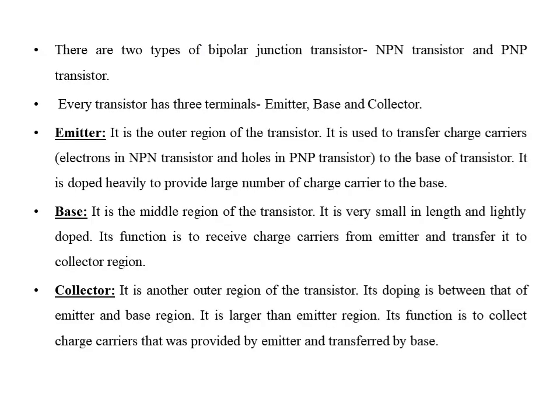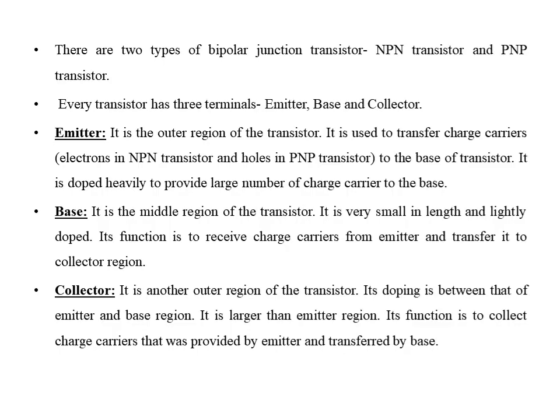There are two types of bipolar junction transistor, NPN and PNP transistor. Every transistor has three terminals: emitter, base and collector. Each of them have their own functions. Emitter, it is the outer region of the transistor. It is used to transfer charge carriers, that is electrons in NPN transistor and holes in PNP transistor, to the base of the transistor. It is doped heavily to provide large number of charge carriers to the base.